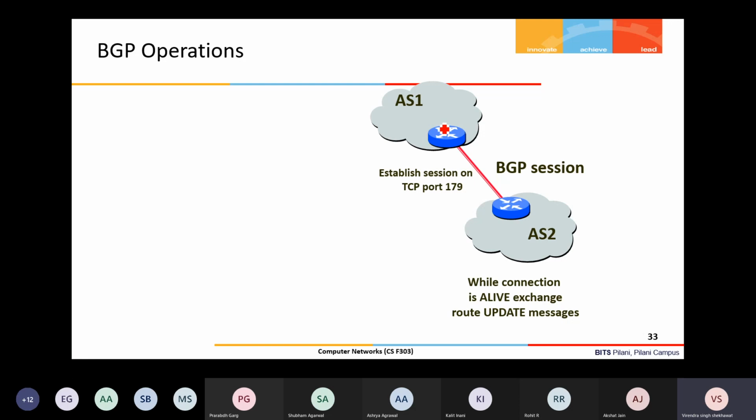For two autonomous systems, as I mentioned, there's one router which is supposed to represent that autonomous system. So here it is representing AS1 and this is representing AS2, right? They establish a connection, which we call a BGP session, on TCP port 179. BGP is a routing application which runs at a layer 3 router, because it has to run the BGP application, so we call it a BGP router.